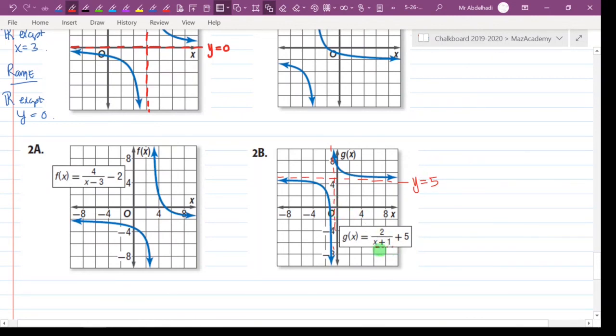Your vertical asymptote, kind of hard to tell what that is right there, but if you look over here, this is a shift of 1 to the left. So this must be x equals -1. And those are your two asymptotes. Your vertical asymptote is x equals -1. Your horizontal asymptote is y equals 5. What's your domain? All real numbers except, well, you got it right here, x equals -1. And what's your range? All real numbers except y equals 5.